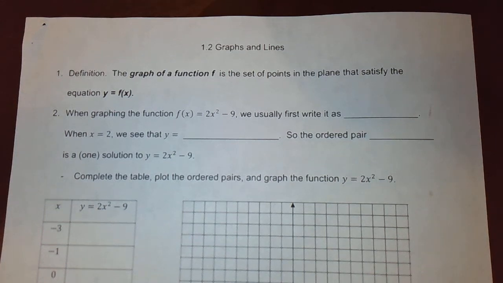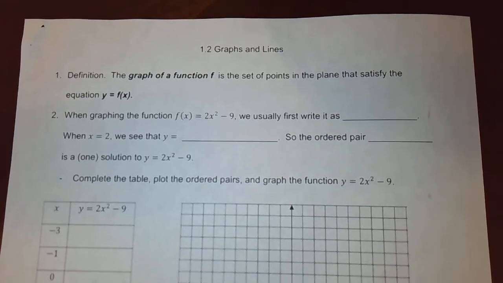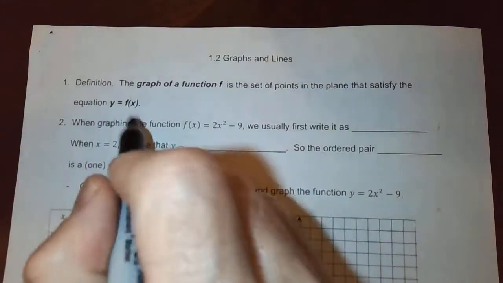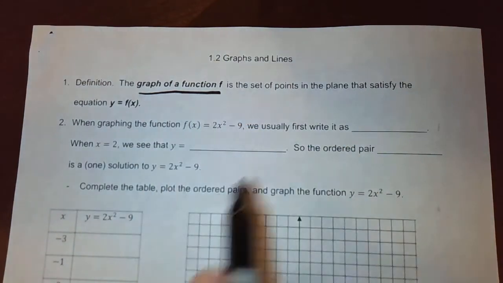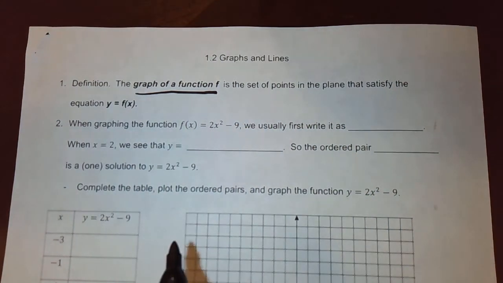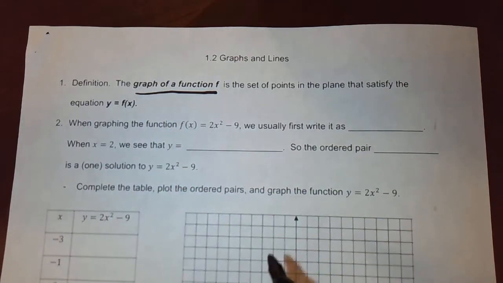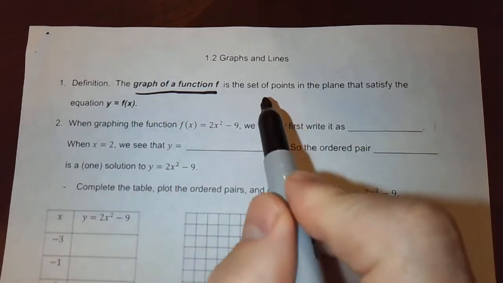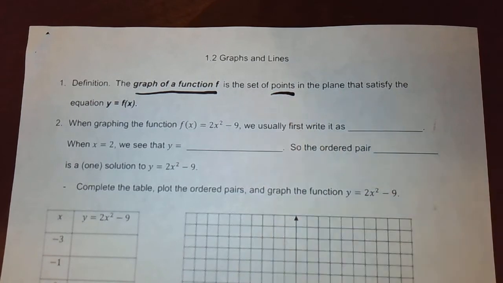And now we'll begin learning about graphs and lines. Now notice that a graph of a function f is the set of all of the points in the plane that satisfy an equation, like y equals f of x. So these points are all of the ordered pairs, the xy pairs.